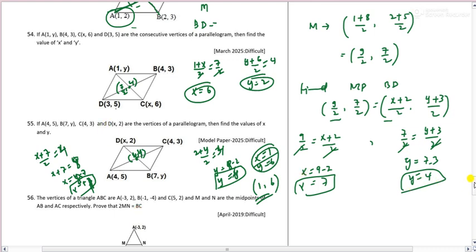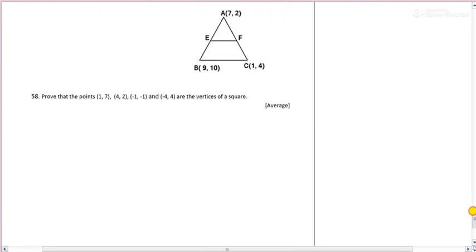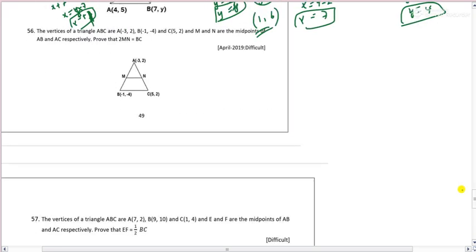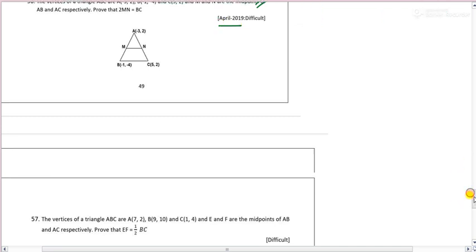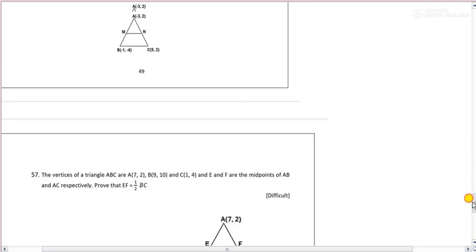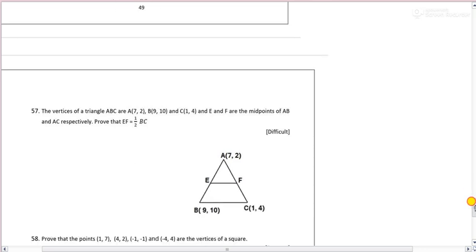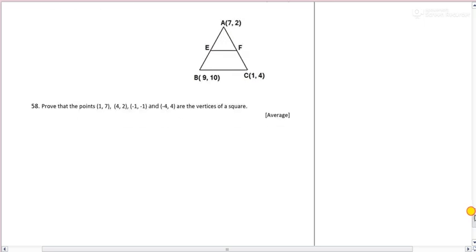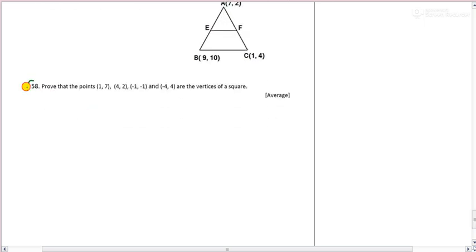I hope you all can try. Now we are left with only 3 questions, and they have asked this in the exam, April 2019. They have mentioned it as difficult, but it's easy. I'll just explain one, and the other two are both easy. This is the easier one, so let me explain this first.